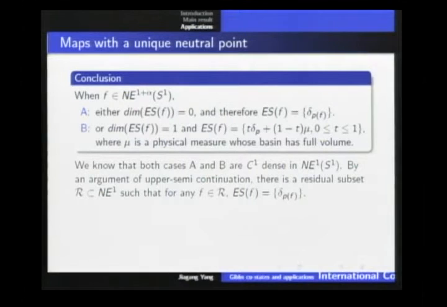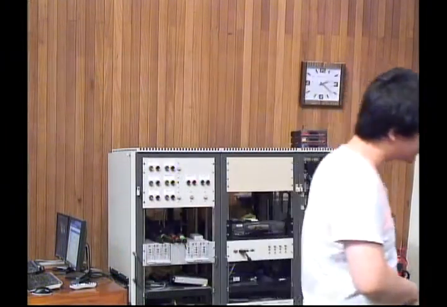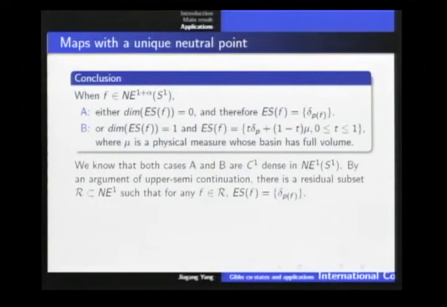So let's see, this is a little interesting. If you consider C1 such kind of maps, then C2 densely, you have two cases. Either the equilibrium state is a point or an interval, both are dense. But C1 generically, case A is much more popular than the second case. So we give two examples. Let us try to continue to give more examples. All the proofs are the same and very short.